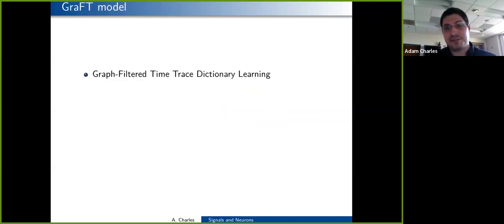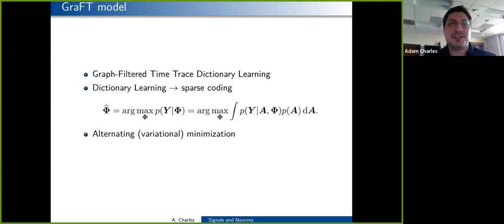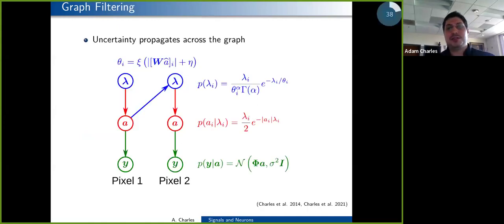So we call this graph filtered time trace dictionary learning. It is essentially a MAP procedure done through dictionary learning. I won't go into too many of the details. Suffice it to say that this is an alternating variational minimization, much like the original dictionary learning procedure from Olshausen and Field and Mickey Alad and others. What I will go into is how we implement the graph.